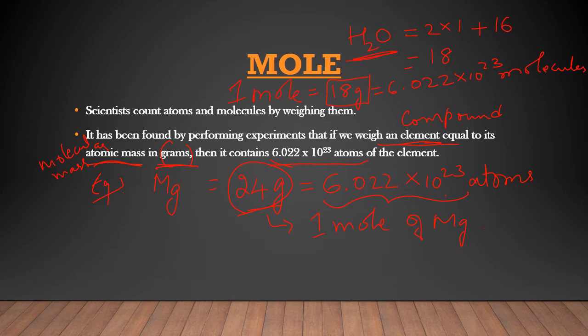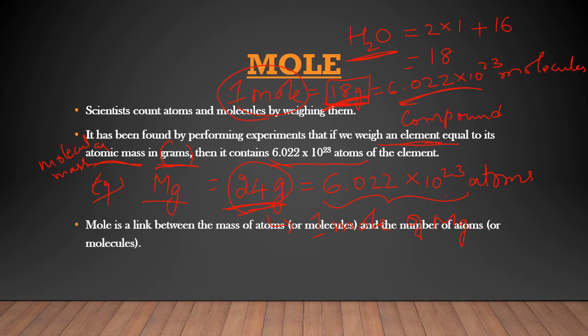So if you have a compound, you need to take the molecular mass in grams. If you have an element, you need to take the atomic mass in grams. That will contain 6.022 into 10 raised to 23 atoms or molecules, and it will be equal to 1 mole. Now in these two examples, we can clearly see that 1 mole is actually linking the mass and the number. So that is what mole does. It gives us a link between mass of the atoms and number of the atoms.